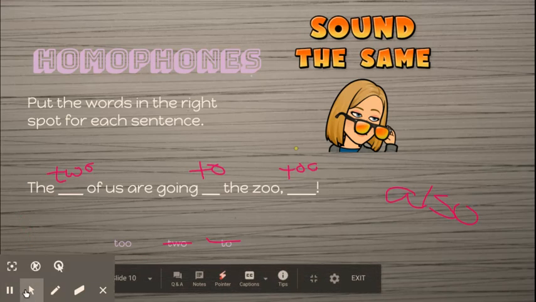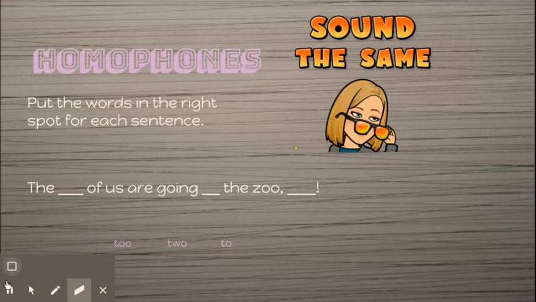All right, you are going to do a paper similar to this one, where you are picking the correct homophone to fit in the sentence.